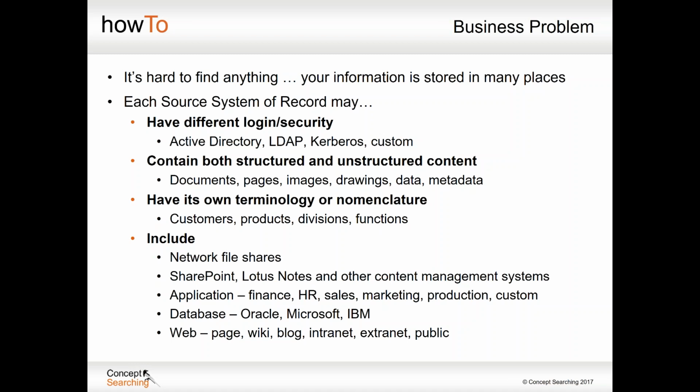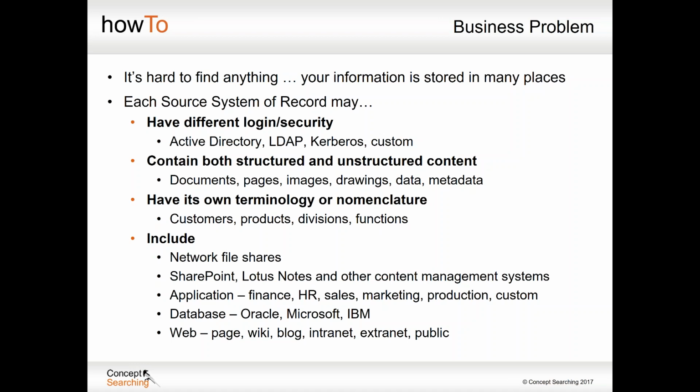So as you know, in engineering, it's hard to find anything. Your information is stored in many places. All of those sources of record, systems of record, have different login security credentials, different usernames and passwords, and they contain both structured and unstructured content. Drawings, images, data, metadata, bills of material, CAD files, 2D and 3D images, and they all have their own terminology or nomenclature within each of those systems.